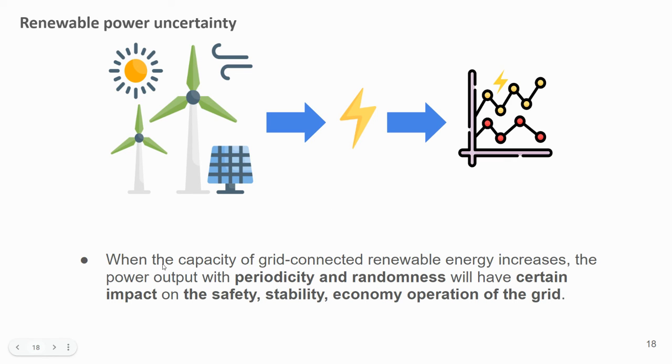So as we are going to the future, to the renewable energy era, the capacity of grid connected renewable energy will increase, and the power output will have a high periodicity and randomness. This periodicity and randomness will certainly impact the safety, stability, and economic operation of the grid.